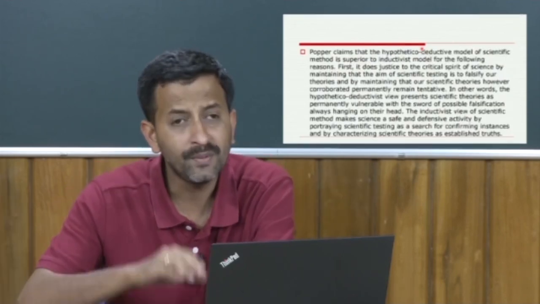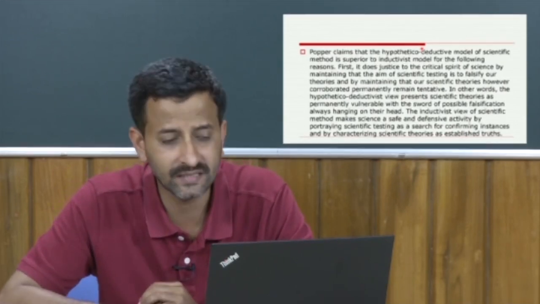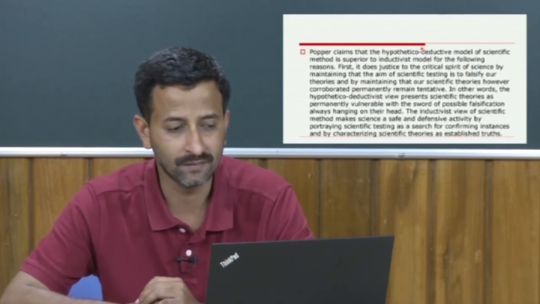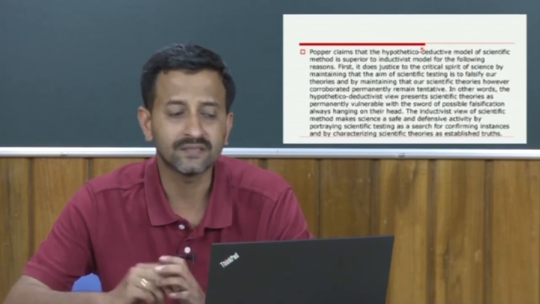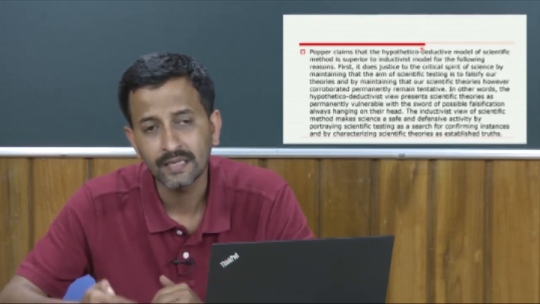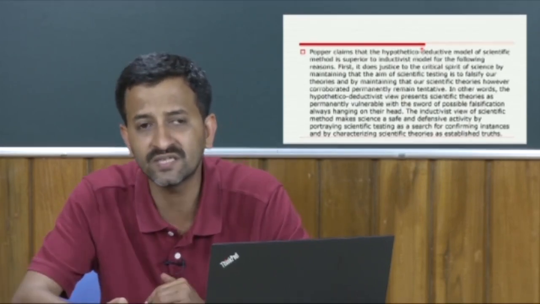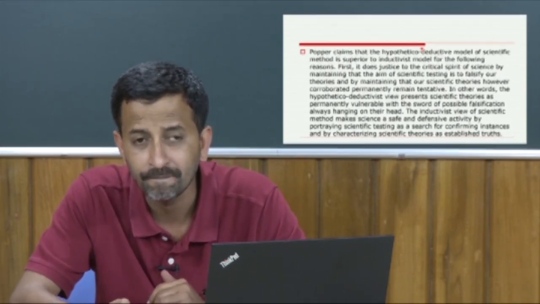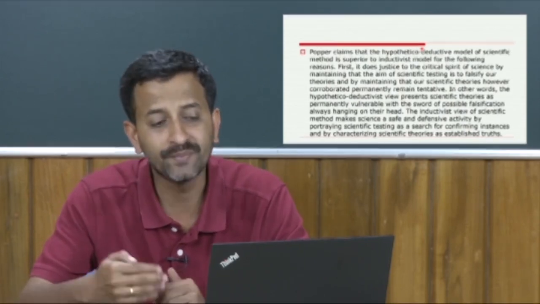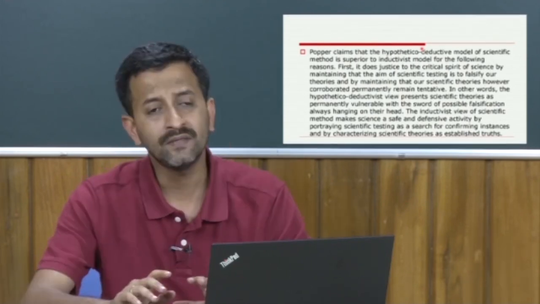Popper advocates that the hypothetico-deductive model of scientific method is superior to the inductivist model, for certain reasons. As he rejected the principle of induction, he tried to provide a robust structure of the hypothetico-deductive model, which, according to Popper, is superior to that of the inductivist model. Okay? Then what are those reasons?